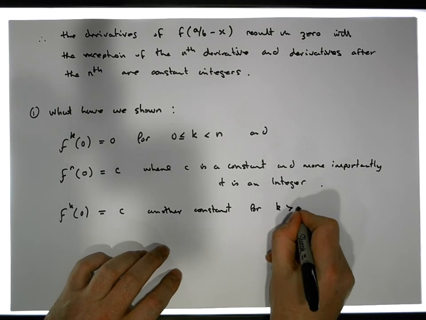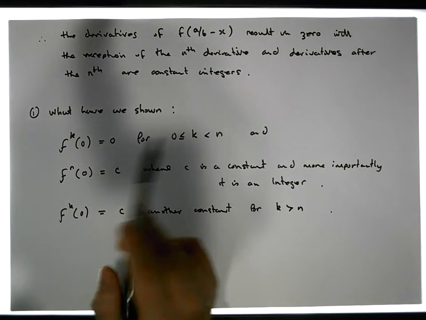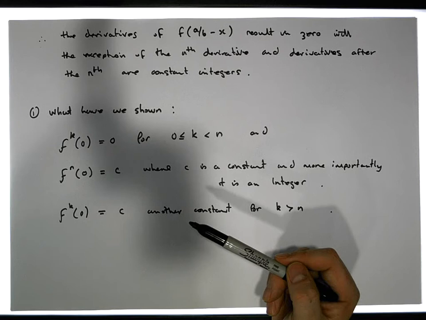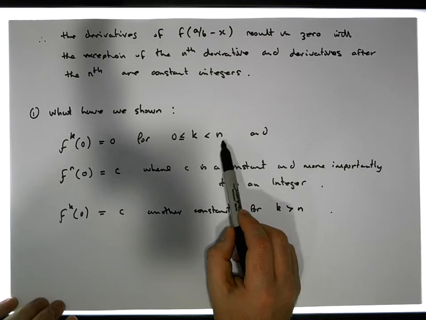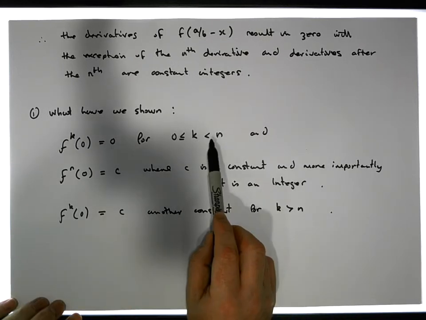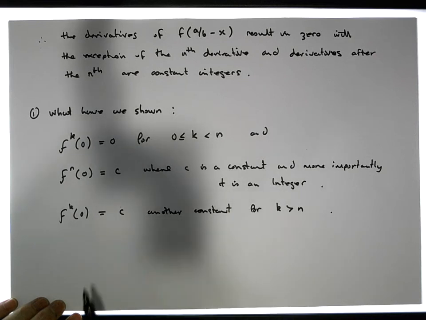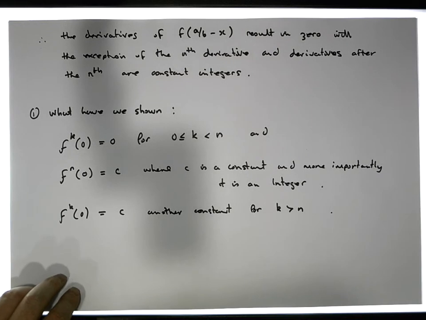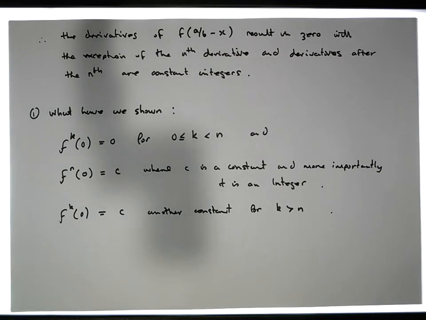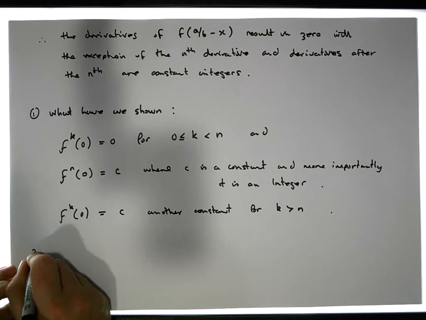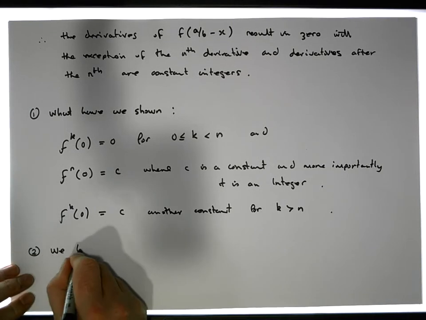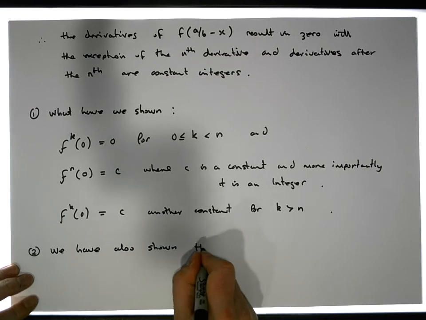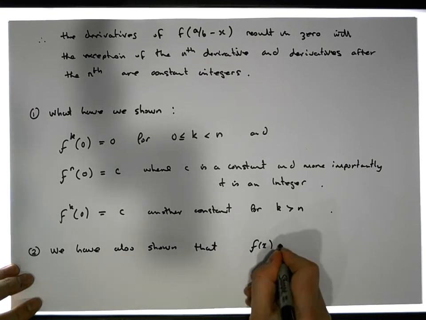So really what we're saying here is that when we differentiate the function f of x over and over again, up to the nth derivative but excluding it, we get 0. And when we differentiate it from the nth derivative onwards, we always get a constant term, because everything else is going to fall off to 0 within that particular expansion. What else have we also shown? Well, we have also shown, we're nearly there, that f of x is equal to f of a over b minus x.